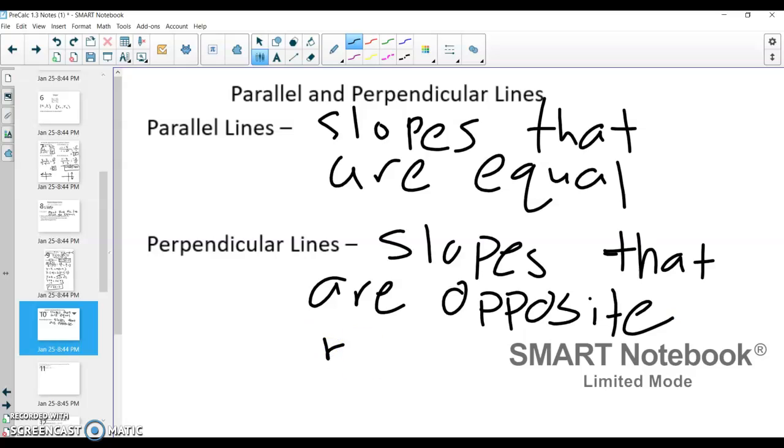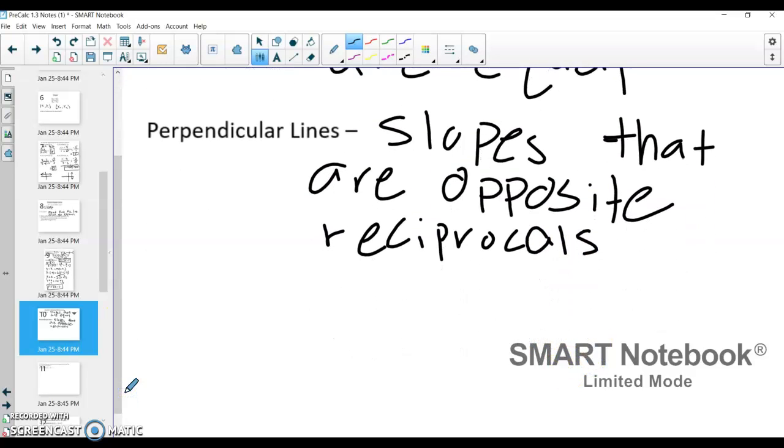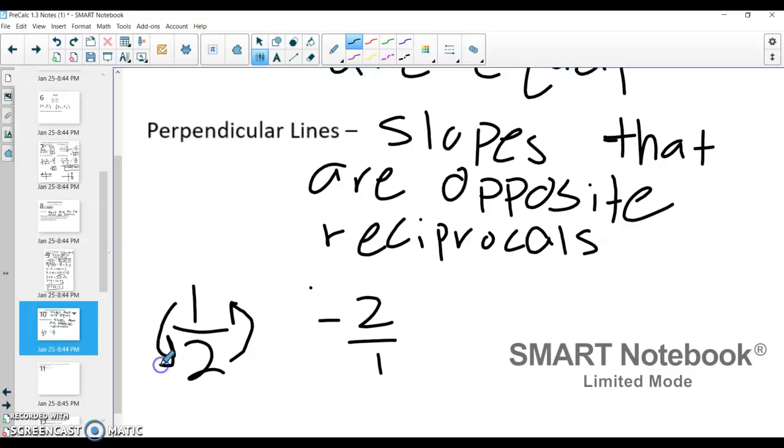Slopes that are opposite reciprocals. I spell reciprocals wrong all the time. It's okay, as long as you know what it means. And just as a reminder, opposite reciprocal is if you have a slope of 1/2, the opposite reciprocal would be negative 2 over 1. Reciprocal means that it flips. So the 2 goes on top, the 1 then goes to the bottom. And opposite means that if the first one's positive, the second one has to be negative.